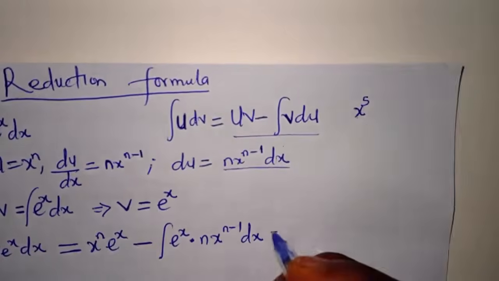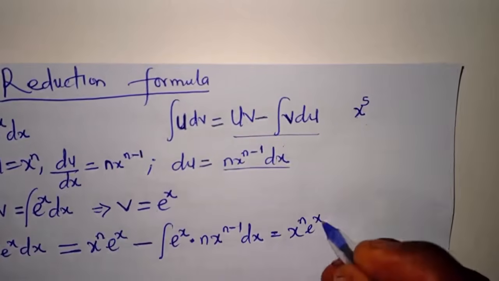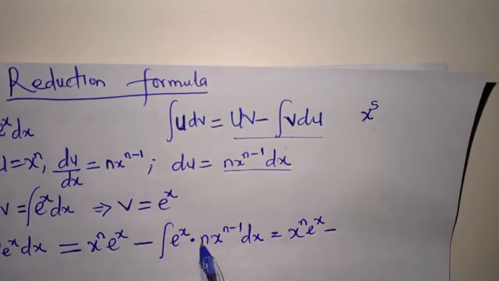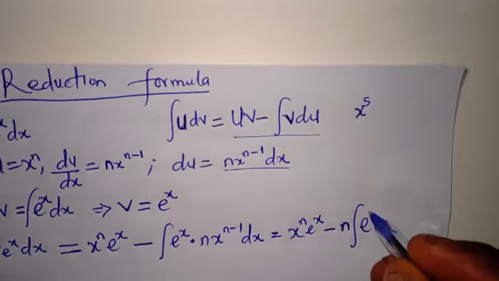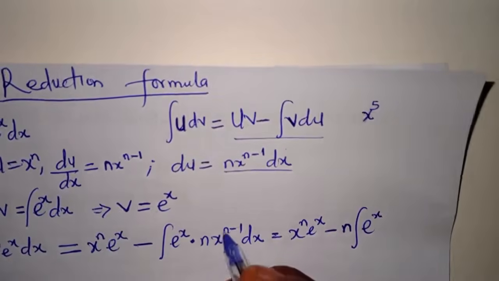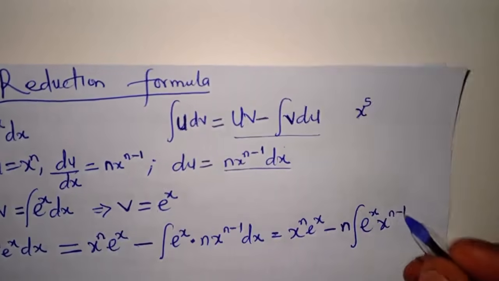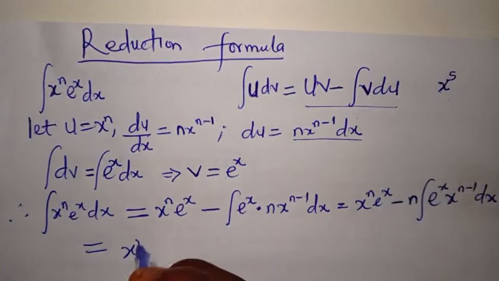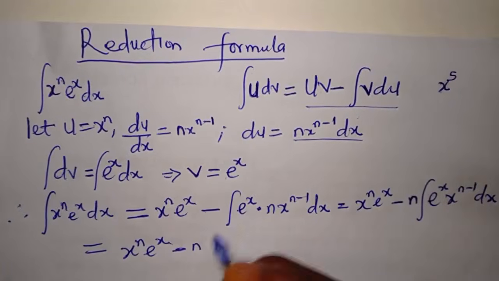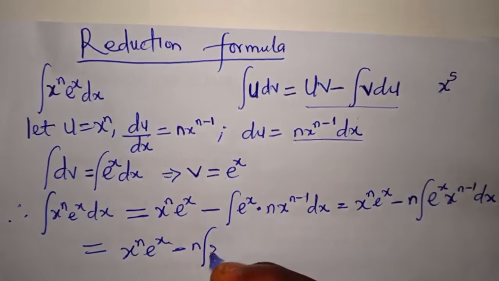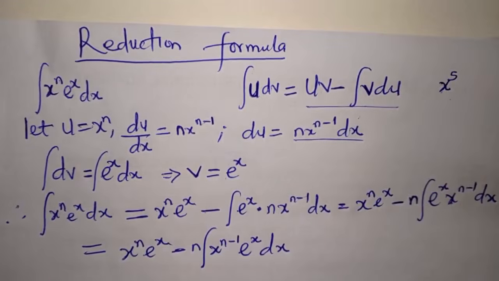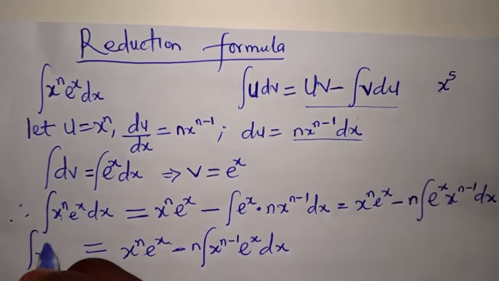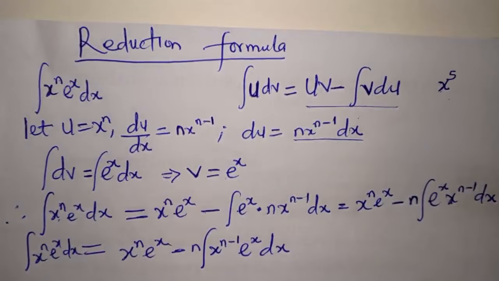Alright, this will give us x to the n e to the x minus n. n is a constant because we are integrating with respect to x, so I can bring the n outside. So what's left? The integral of e to the x times x to the n minus 1 dx. This is x to the n e to the x minus n times the integral of x to the n minus 1 e to the x dx. That is the integral of x to the n e to the x dx is equal to this.